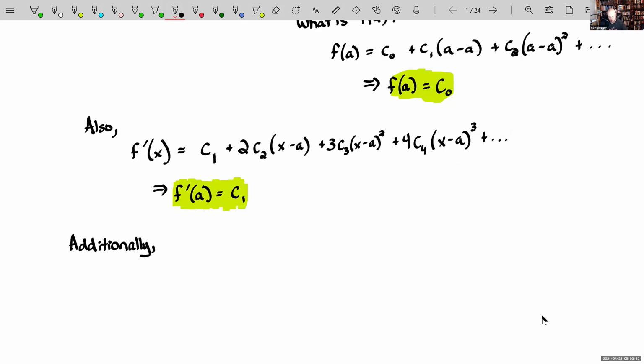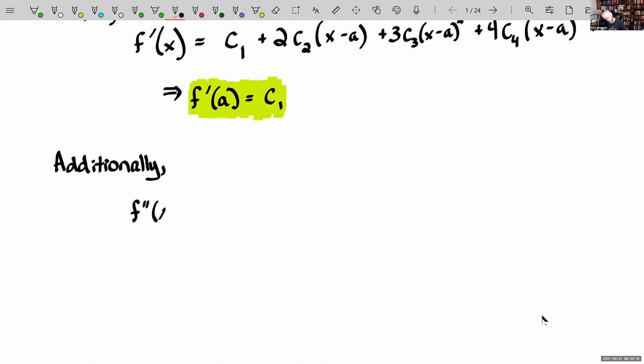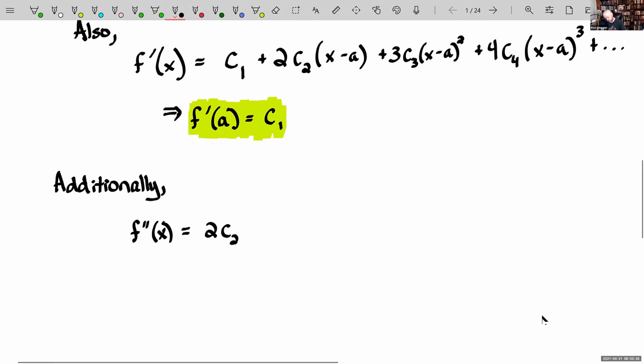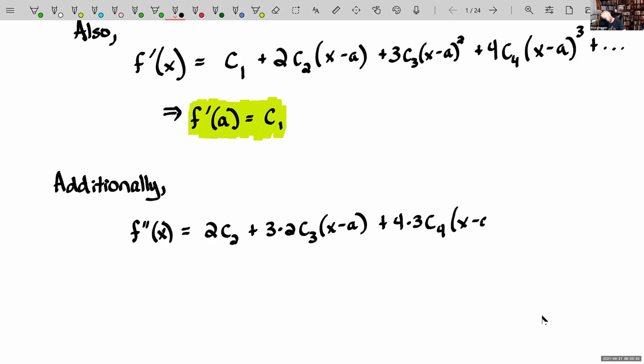If we go one more derivative, f double prime, we get, looking up here, the derivative of the constant is a 0. Derivative of the next term in line is 2c2. The derivative of the next term in line is 3 times 2c3 times x minus a. The next one in line is 4 times 3c4 times x minus a squared, plus dot, dot, dot. And again, I'm going to evaluate that second derivative at the center, because when you evaluate at the center, it turns all the other terms off except for the first term, which is 2c2.